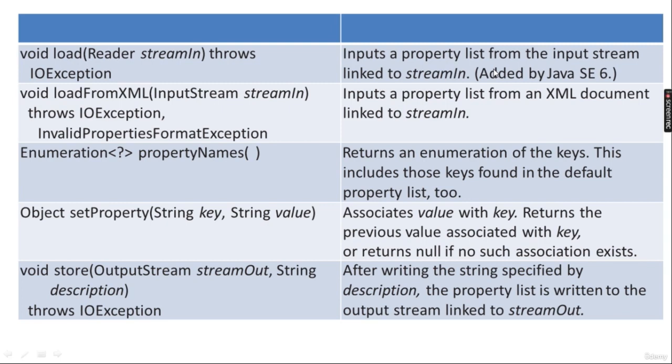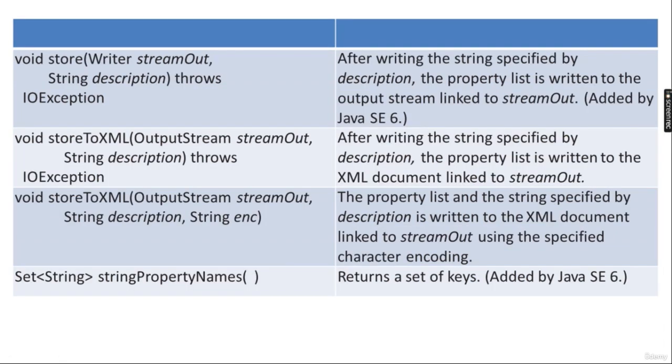Void store(OutputStream out, String description). After writing the string specified by description, the property list is written to the output stream linked to stream out. Void store(Writer out, String description) throws IOException. After writing the string specified by description, the property list is written to the output stream linked to stream out.